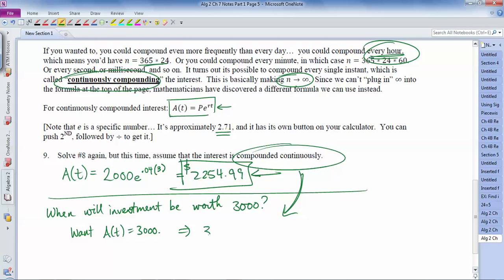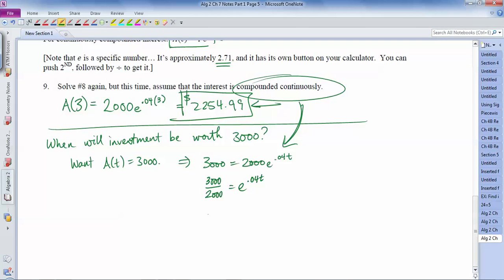So we set this up: 3,000 equals 2,000 times e to the 0.04 t. That's our general formula. Whoops, this is really A of 3. Normally it's just a t there. So the goal now is to figure out what t is. Let's divide by the 2,000. So we get 3,000 divided by 2,000 equals e to the rt. 3,000 divided by 2,000 is 1.5, 3 over 2.